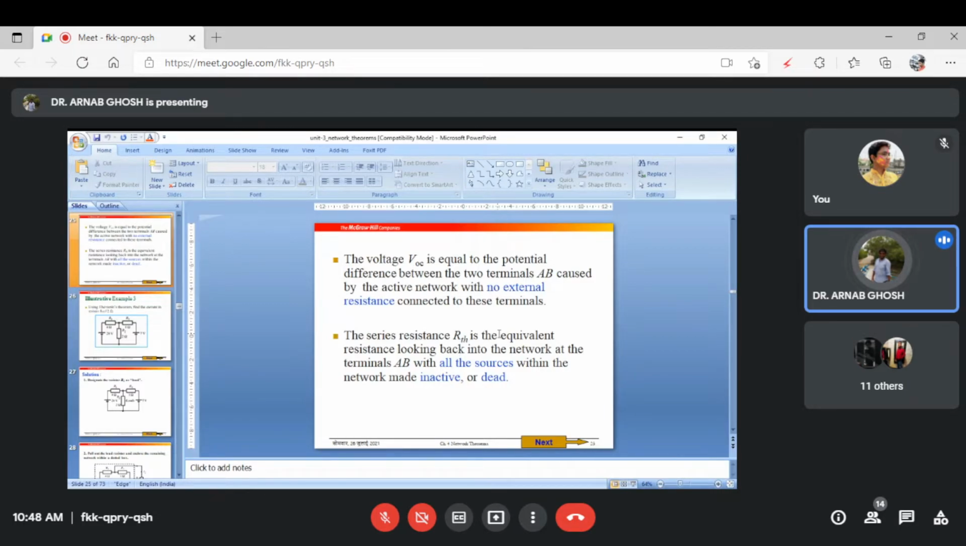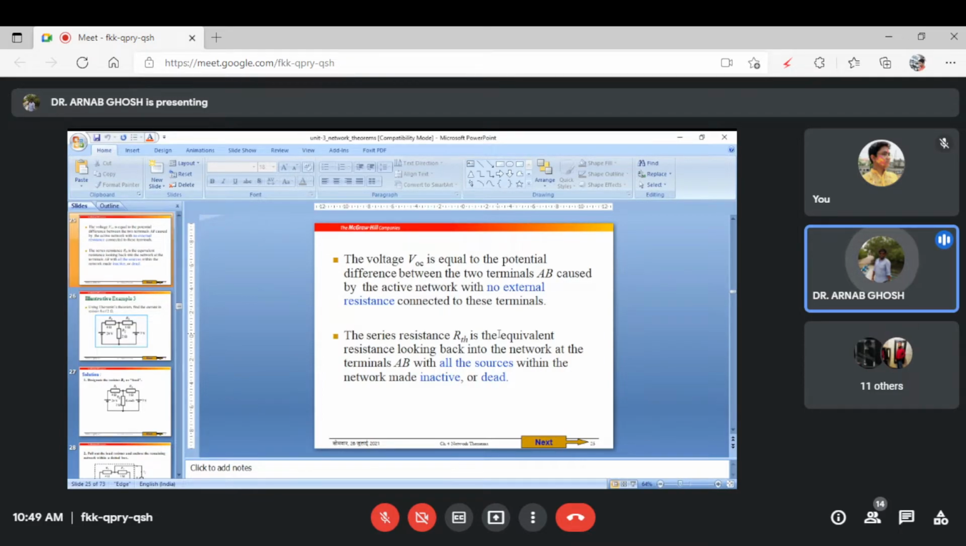So we are first removing the load resistance. First thing is the load resistance needs to be removed, right? Then we are calculating the open circuit voltage which is appearing across these terminals that were connecting the load resistance. Then we will inactivate all the sources and replace them with their internal resistance, and we will calculate the total Thevenin's equivalent resistance, leaving out the load resistance.